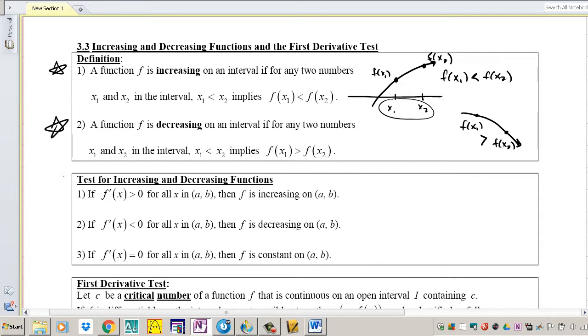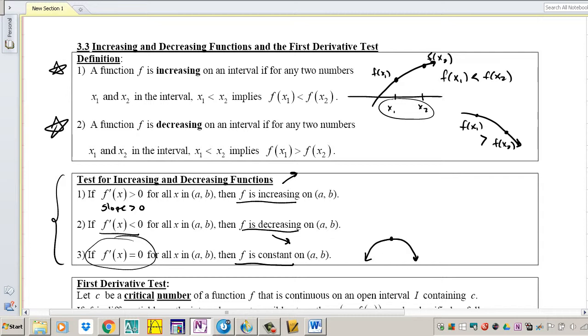So on the second set of your notes, it says here, if f prime of x is greater than 0, or the slope is greater than 0, then that means that f is increasing, f is going up. If the slope is negative, f is going down, it's decreasing. And if the slope is equal to 0, that means we have a constant, or you could also say that you may have a maximum and a minimum, because the slope at these points is 0.